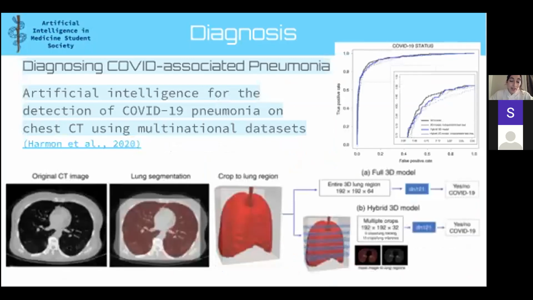In August 2020, so this is actually pretty recent, this group, Harmon et al., used deep learning to detect COVID-19 associated pneumonia in chest CTs. So they reported an 84% sensitivity and 93% specificity for this tool. And again, link is here in the slide.